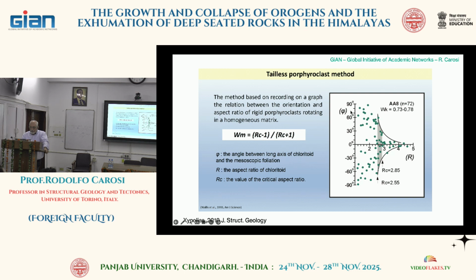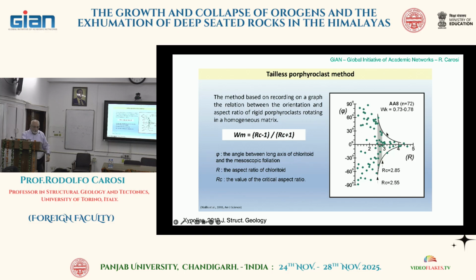You can plot the orientation along one axis and the axial ratio. So you put all the points here, and then you can try to find the cutoff line here. But usually there is not only one line, but a zone of uncertainty. So you can put a lower and an upper cutoff line. So you have a range of vorticity, maybe 0.73, 0.78. Okay, but it is exactly the same.